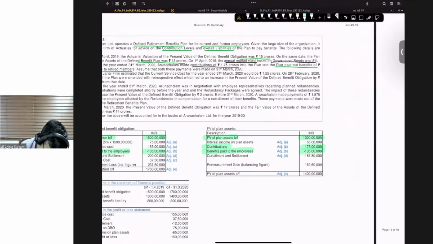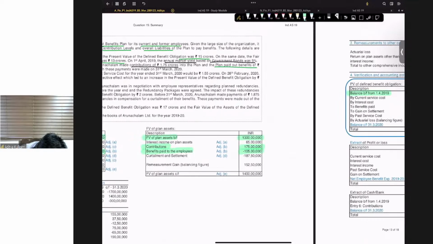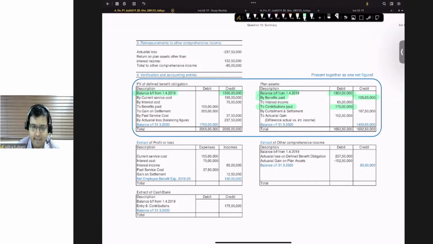So 1.05 crore benefits paid will be credited to the plan assets account, and benefits paid will be debited in the present value of defined benefit obligation account. If you do a netting off, a net presentation, then this 1.05 crore will not come, or even if it comes, it comes on both debit as well as credit. Credit because investment came down, debit because obligation came down. So you show it or you don't show it, it won't make any difference. Okay, next.